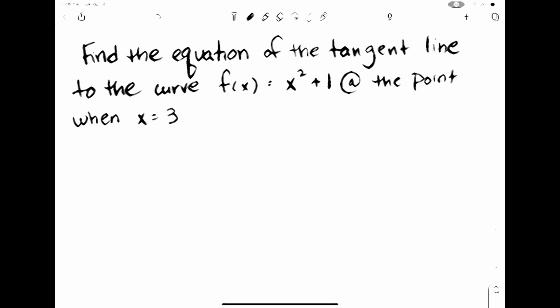We've been asked to find the equation of the line tangent to the curve f of x equals x squared plus 1 at the point where x equals 3. So, is it nice to know what this looks like? Surely.